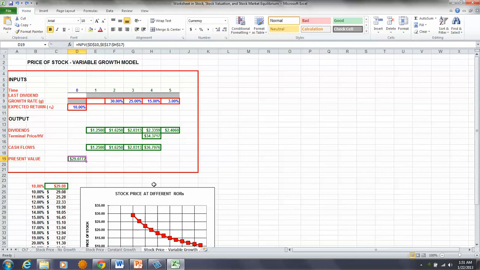This is how you can find the stock price using the non-constant growth model. You're going to be using the constant growth formula here, because after certain years the dividend starts getting constant. So you can find out the value at a future date using the constant growth model. Make sure you identify when the cash flow starts getting constant. That's the key.